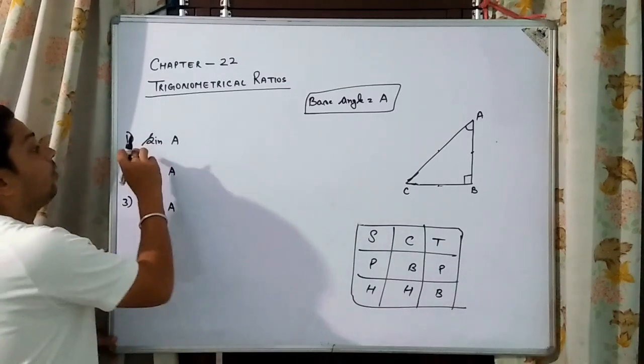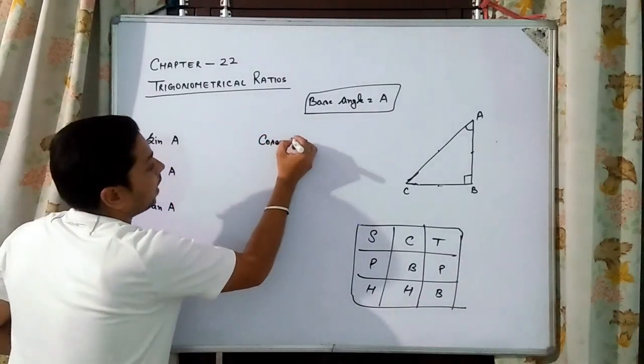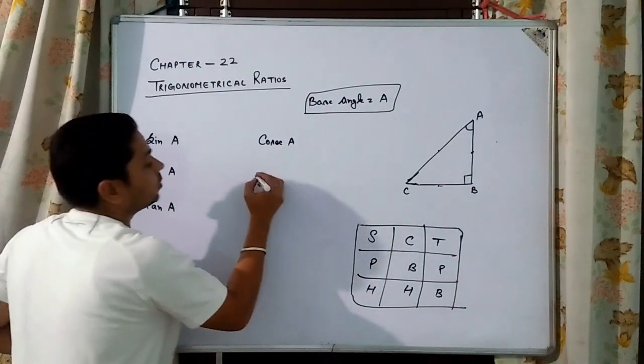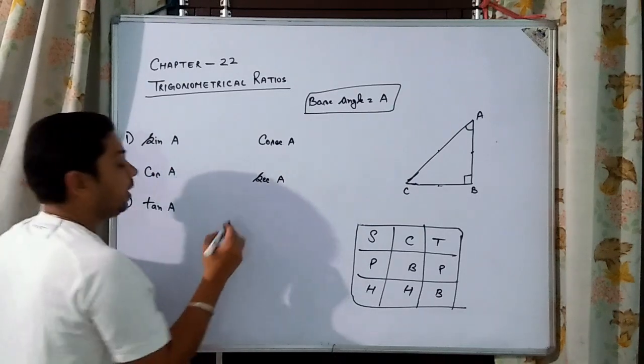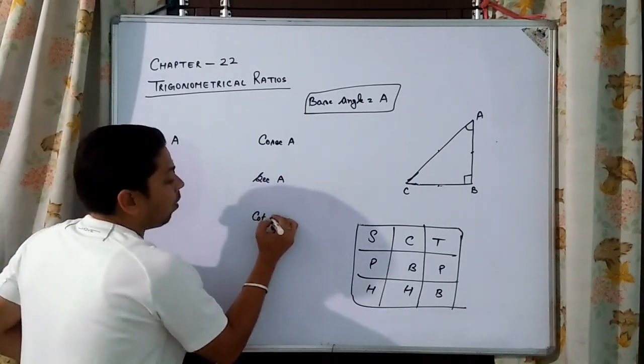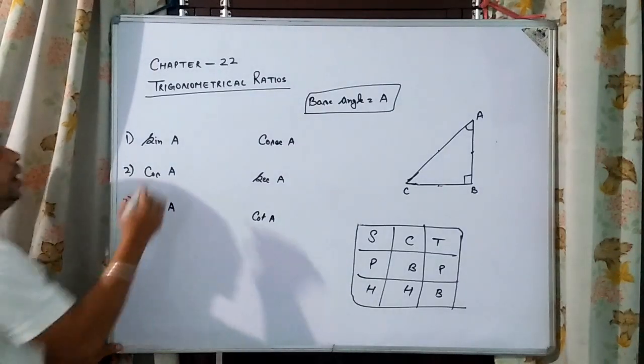Okay, then what is the inverse of sine? Inverse of sine is cosecant of capital A. What is the inverse of cos? It is secant of capital A. What is the inverse of tan? It is cot of capital A.